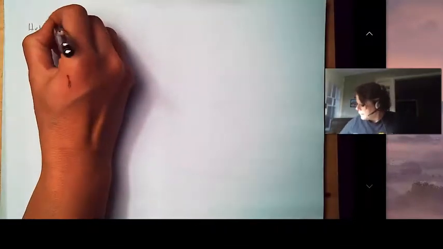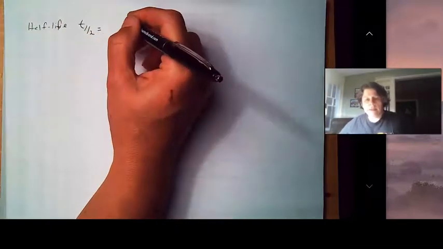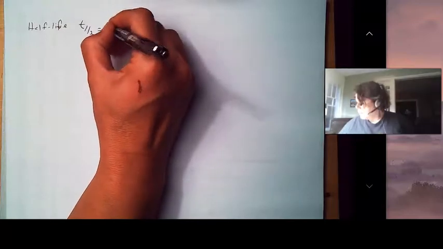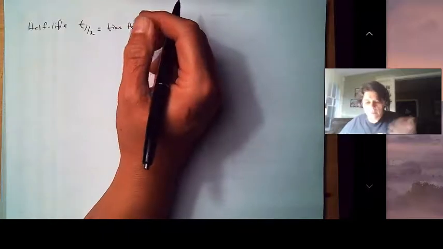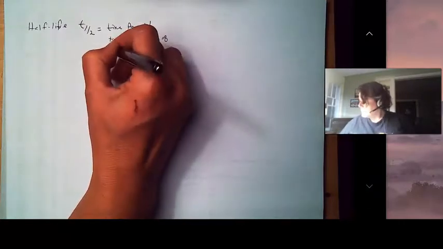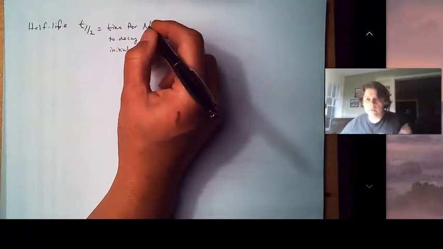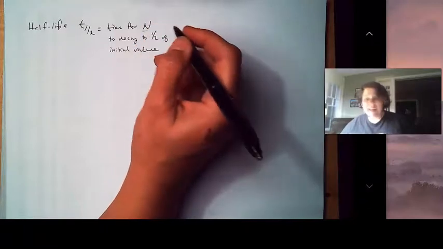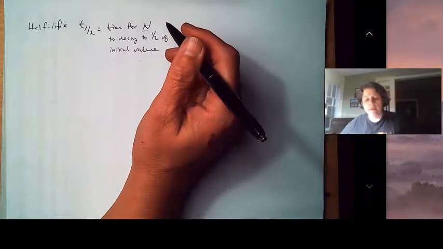Half-life. This is t equals t 1/2. So this is the time for N, or whatever it is, to decay to half of its initial value. So if this is a concentration, or half of the number of atoms, the mass, number of moles, whatever it is, this is the time to get to half of that.